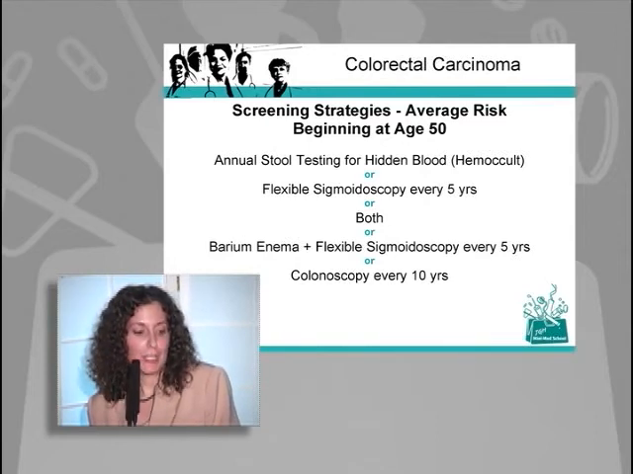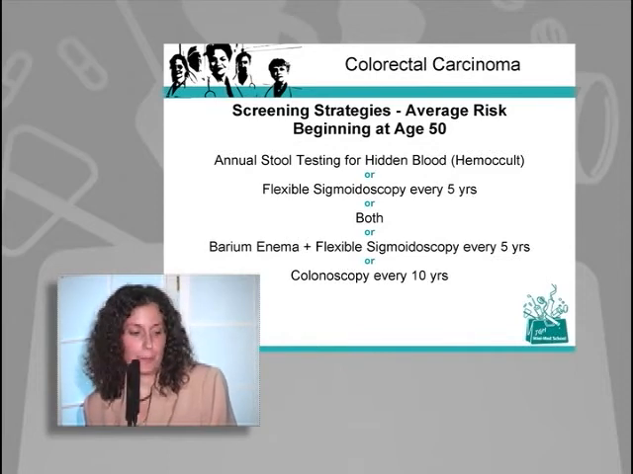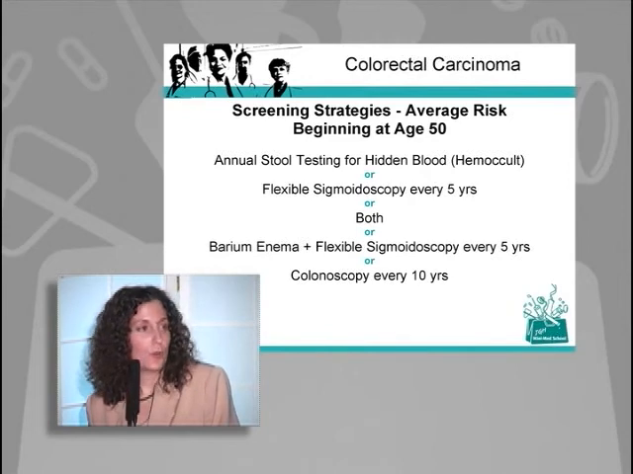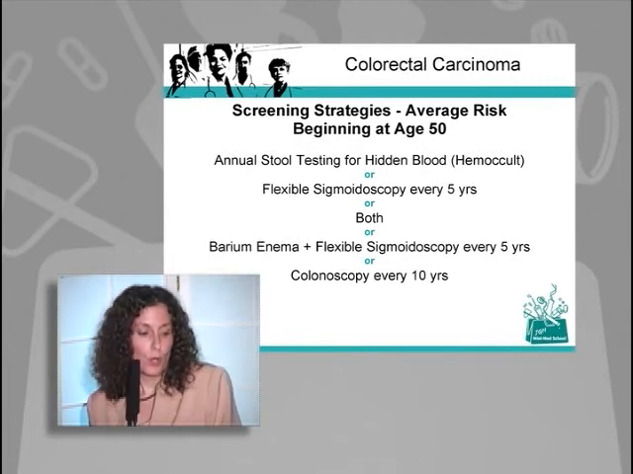So for these patients, we described all the tests that are possible. You have the hemocult, which is testing for blood in the stool, or the flexible sigmoidoscopy every 5 years, or a combination of the two, or a barium enema and flexible sigmoidoscopy every 5 years, or a colonoscopy every 10 years. Now, most of the associations prefer to perform one of these two, either the barium enema and flexible sigmoidoscopy, or the gold standard nowadays, which is the colonoscopy.